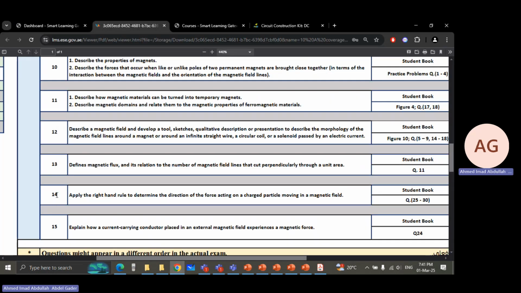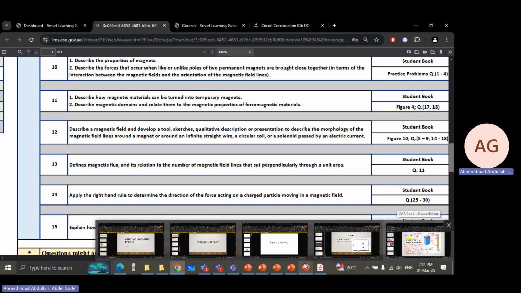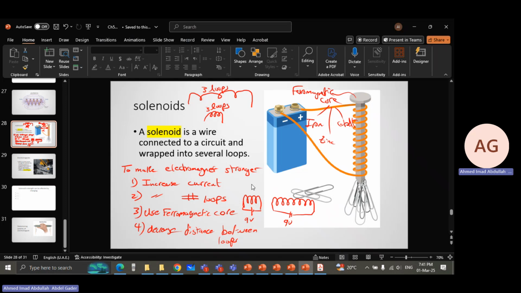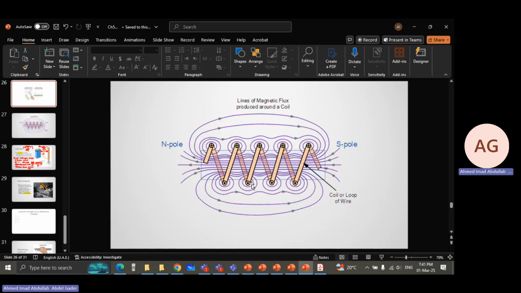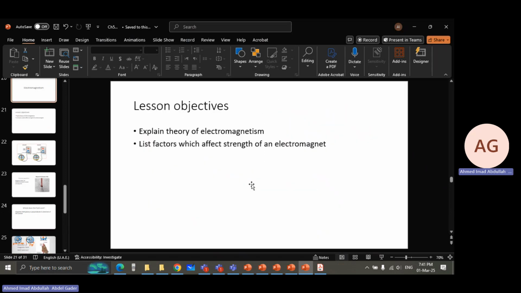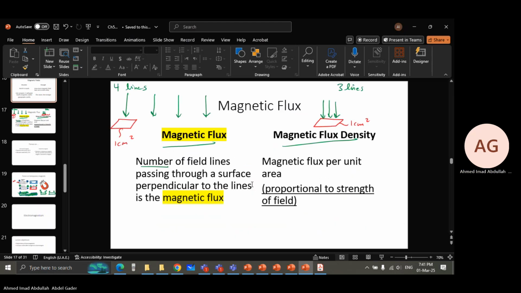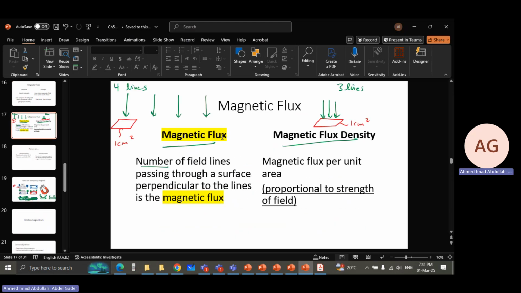Moving on to question number 13. Define magnetic flux and its relation to the number of magnetic field lines that cut perpendicularly through a unit area. So flux refers to the number of lines. The number of lines, you should know, is indicative of the strength of the field. So the more lines per unit area, the stronger the magnetic flux density, and this is proportional to the strength of the field.